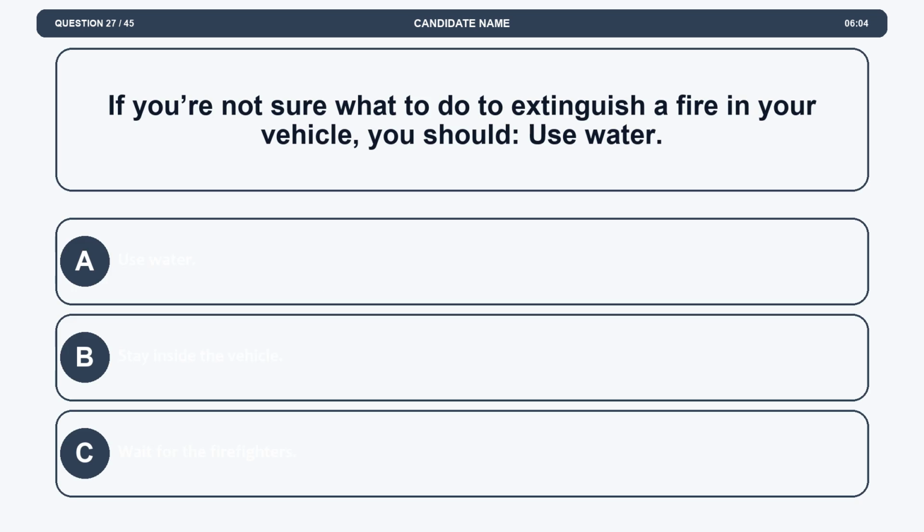Question 27. If you're not sure what to do to extinguish a fire in your vehicle, you should. Option A, use water. Option B, stay inside the vehicle. Option C, wait for the firefighters.